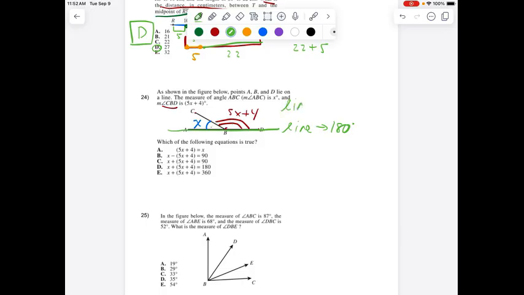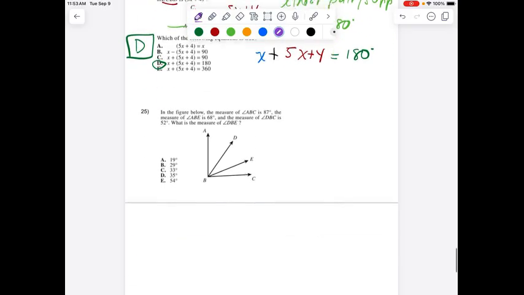And in class, we called that a linear pair. And linear pairs are also supplementary. So if I'm writing an equation, it means that my first blue angle x plus my second red angle 5x plus 4, those two together have to equal 180 degrees. And if we look at the options, that answer is also D.